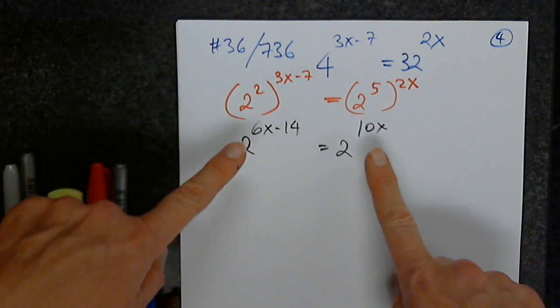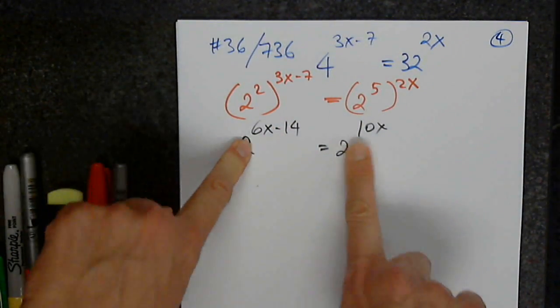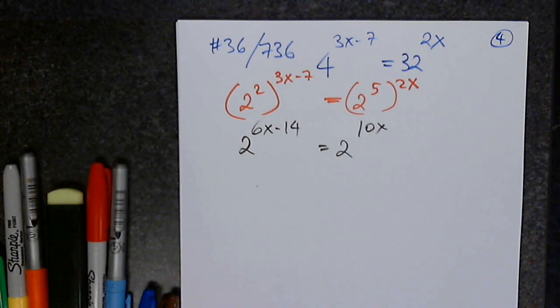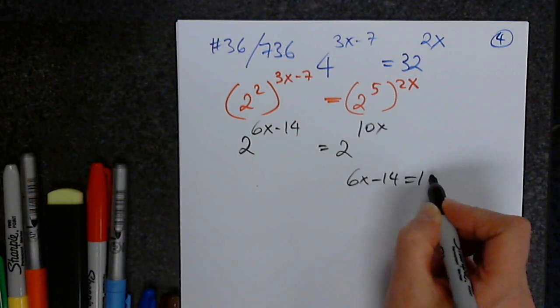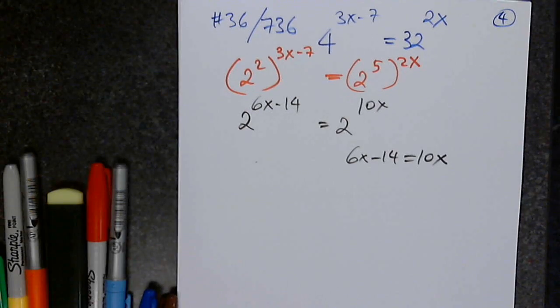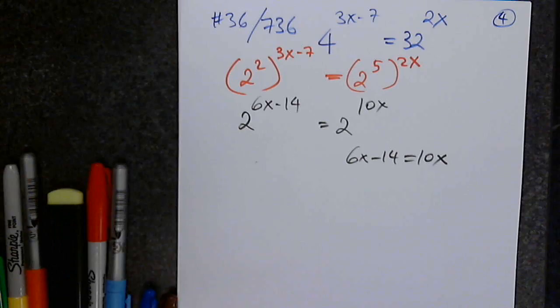Two numbers are equal and they have the same base. What has to happen to their exponents? They have to be equal. So 6x minus 14 has to equal 10x. What type of equation is this? Linear. Excellent. So I have to separate the terms. If it were quadratic, I would have had to set it equal to 0. Different story, but it's linear.